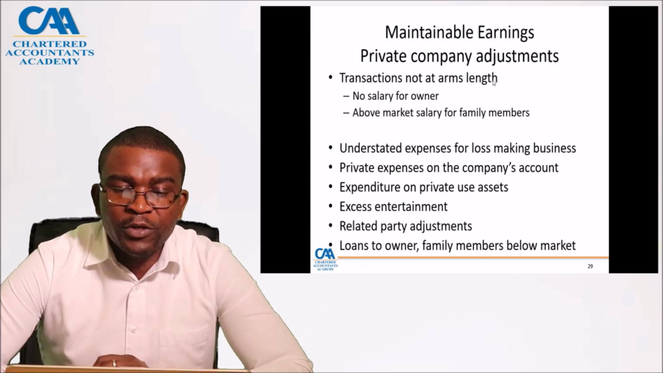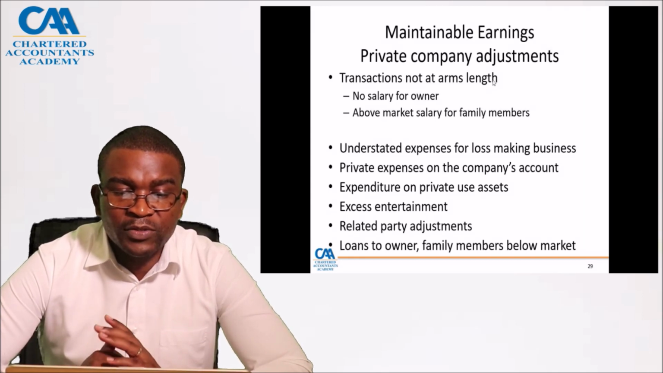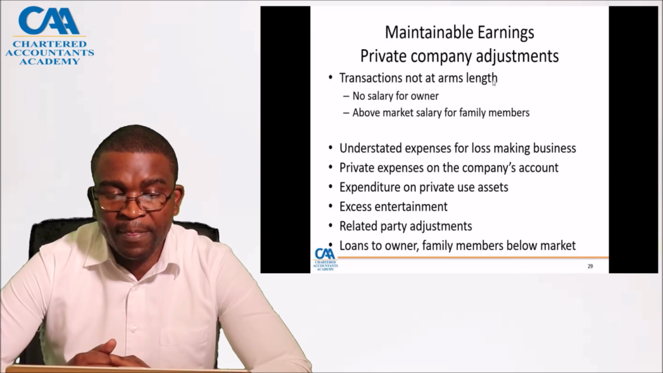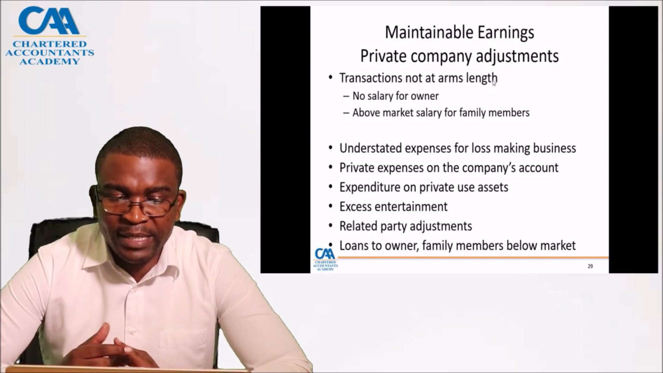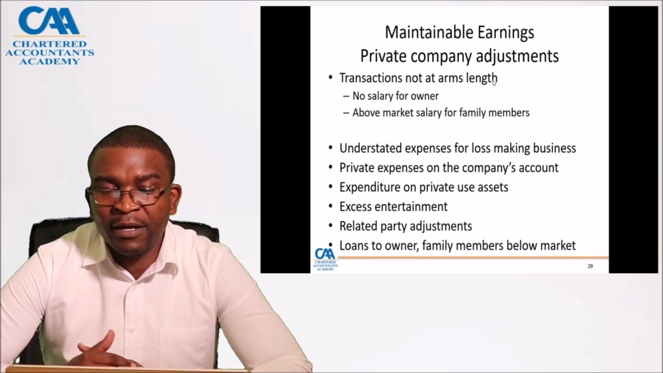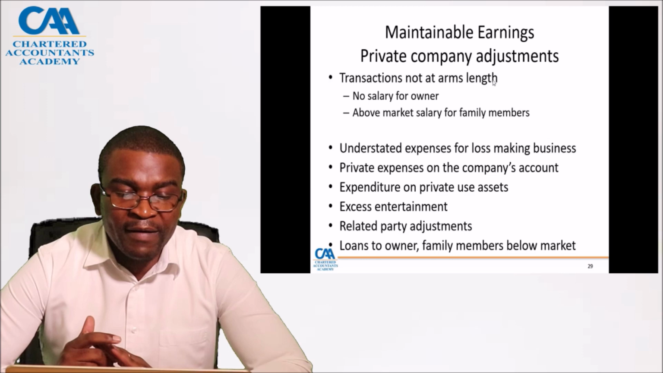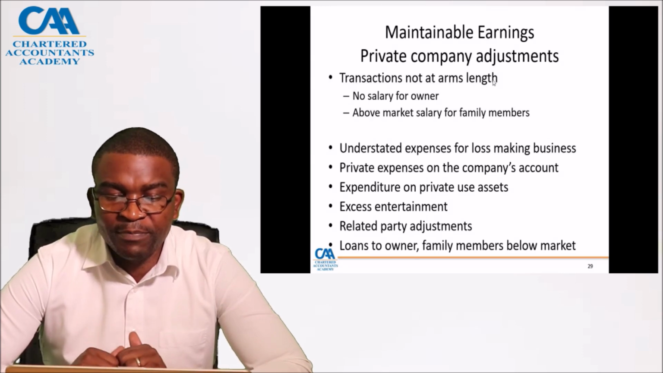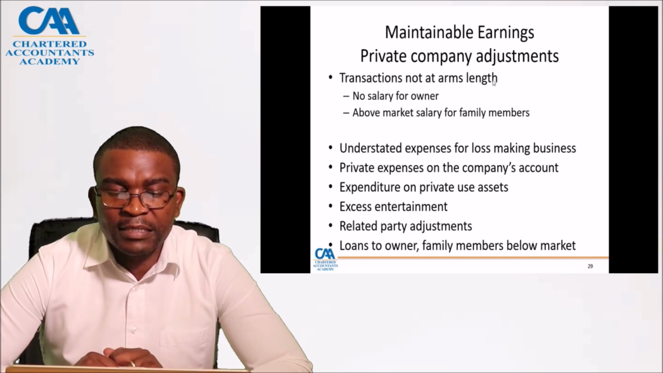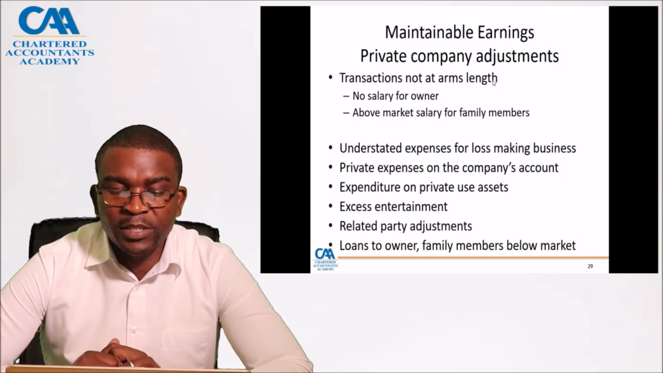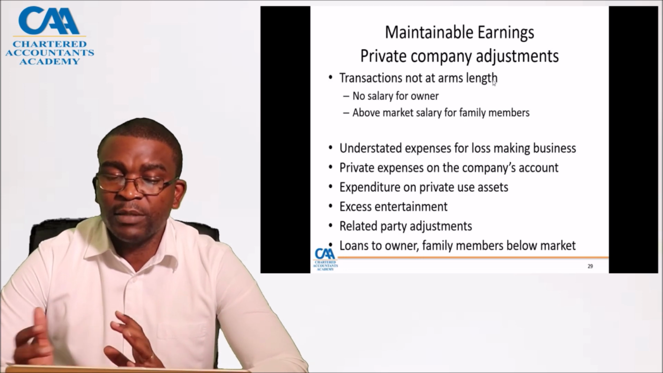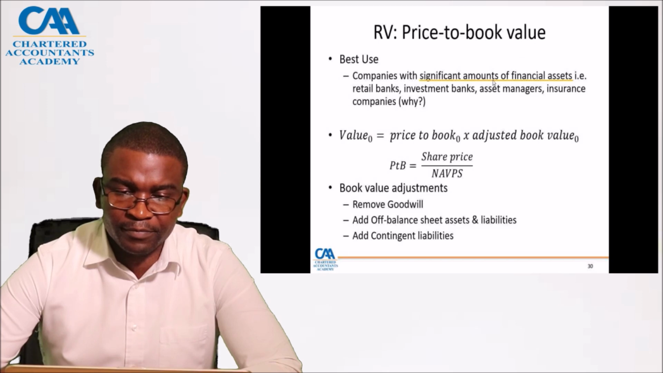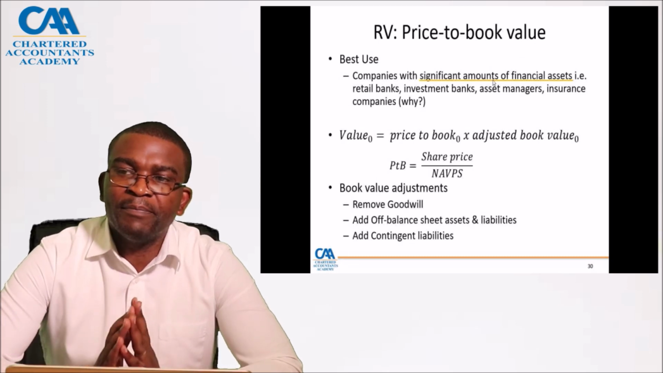Right. When you look at private company adjustments, transactions which are not at arm's length are the adjustments. For example, there might not be a salary for the owner, and we are saying if you buy the business, there will obviously be a salary, or an above market salary for family members. You'll have understated expenses for a loss-making business, private expenses in the company account, expenditure on private use assets, excess entertainment, related party adjustments, loans to family, below market. So those are some of the adjustments that you can do to arrive at your maintainable earnings. Right, so that's the price earnings ratio.